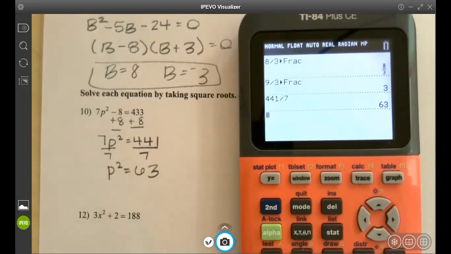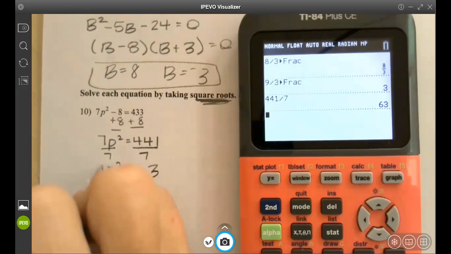All right, last step. How do I get rid of this little bitty square, this 2? Not dividing. Nope. Draw it. Yeah, I have people call it little checky box. The square root is a radical. So we take the square root.